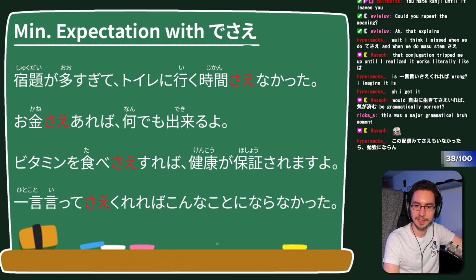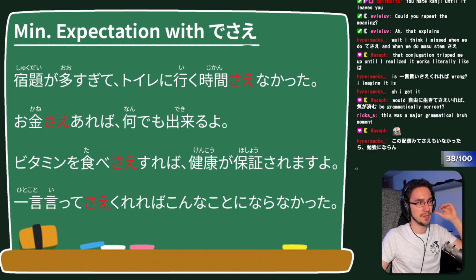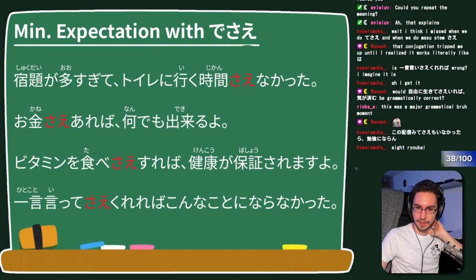この配信見てさえもいなかった. I don't think you can combine さえ with も, for the same reason that we talked about earlier, the same reason why you wouldn't put ga there. It sounds wrong to me. この配信見てさえいなかったら勉強にならん. If you aren't at least watching this stream, you won't learn.